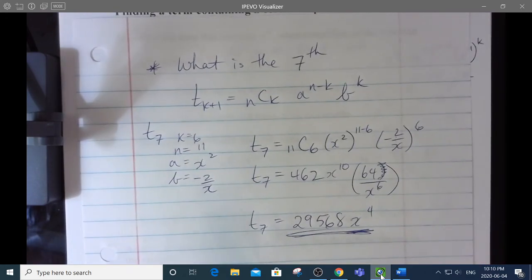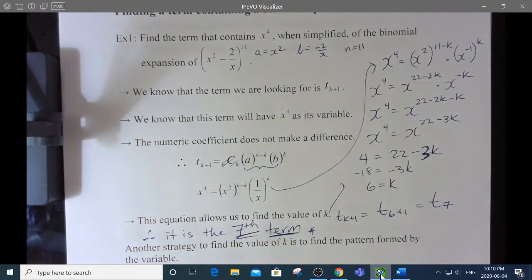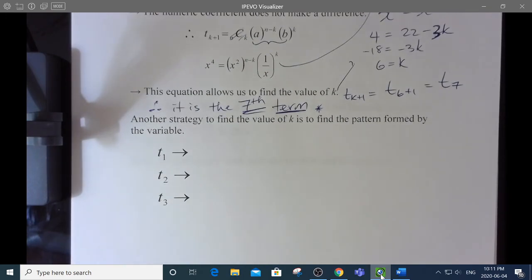There is, however, another way to figure out that this was the seventh term. I find this more work and more tedious, but some students really like doing it this way, and it's just by purely finding a pattern.